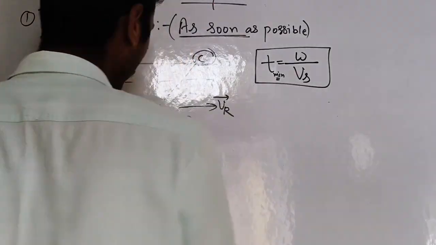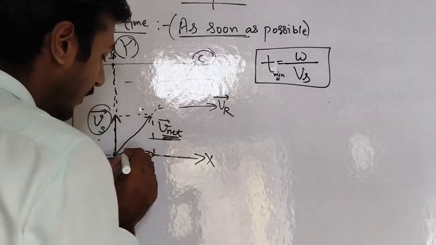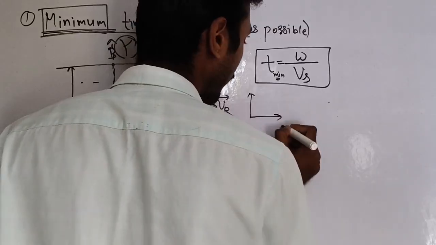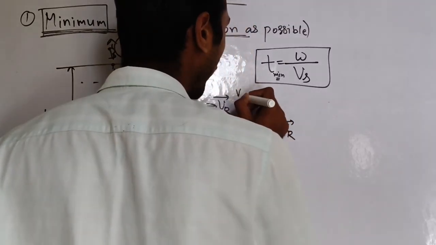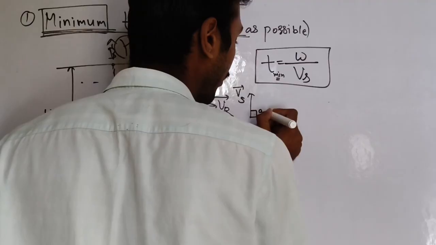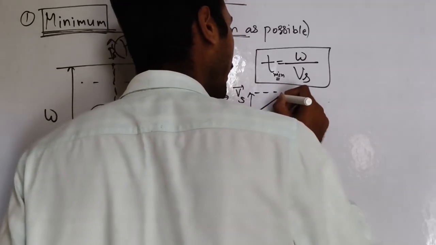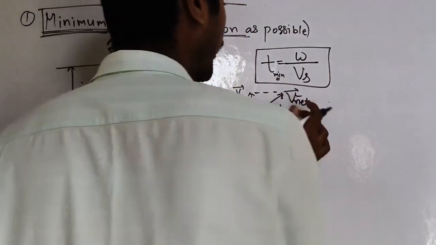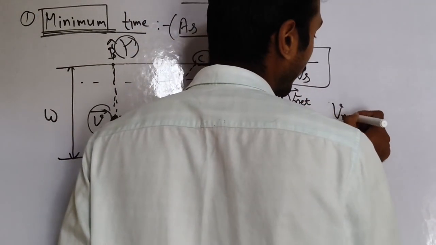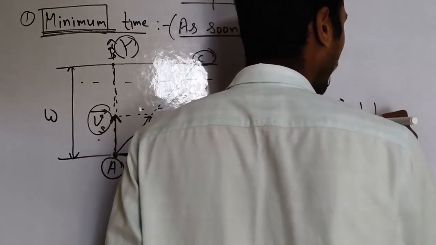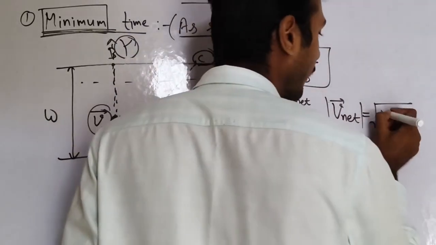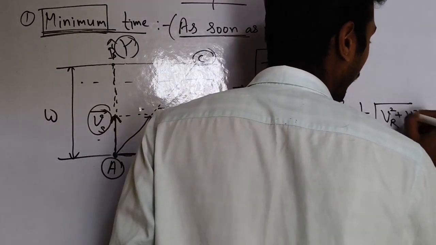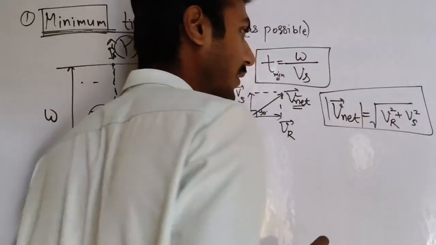Okay, now this is the net velocity. You can see here, this is the Vr vector and this is the Vs vector. We have two vectors, Vr vector and Vs vector, perpendicular to each other. Then the resultant becomes like this. This is the net velocity vector. What is the magnitude of the net velocity? Sir, it is under root of Vr square plus Vs square. This is the net velocity.